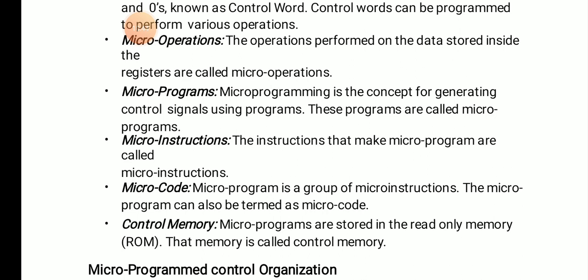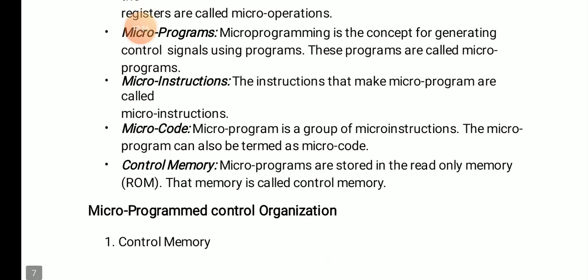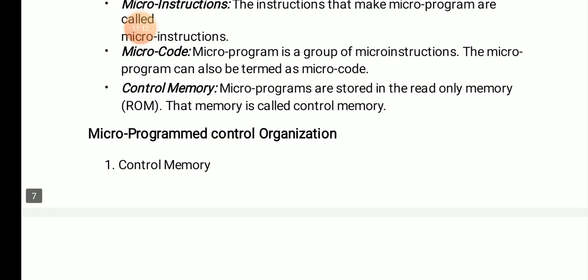These programs are called microprograms. Micro instruction: the instructions that make up microprograms are called micro instructions. Microcode: a microprogram is a group of micro instructions, and it can also be termed microcode. Control memory: microprograms are stored in the read-only memory, that is the ROM. That memory is called the control memory.